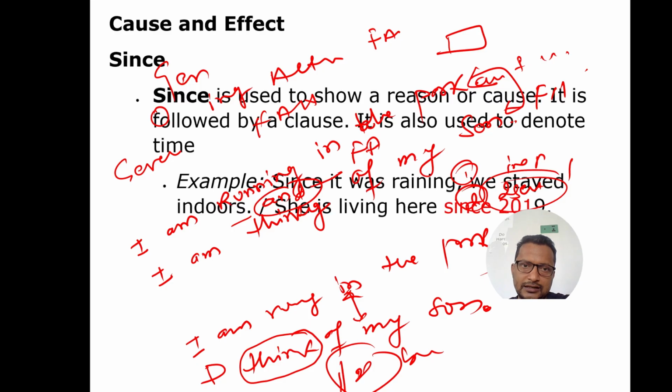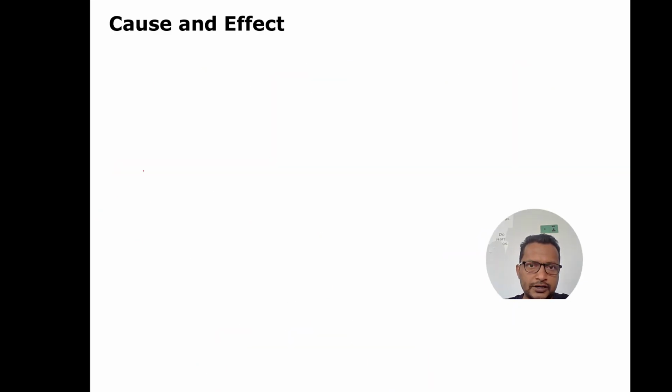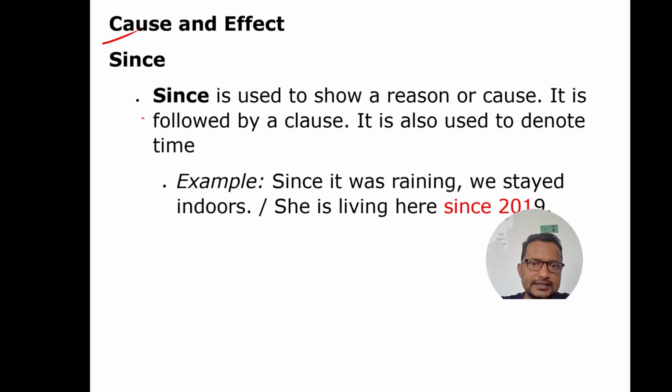That's it. Let's learn how to use cause and effect, right? If you have to write cause and effect, how do you write it? Since is used to show a reason or a cause. It is followed by a clause. It is also used to denote time. Remember our example in prepositions, we use since if you are denoting a specific point of time. But here, since can also be used for cause and effect. Like, since it was raining, we stayed indoors. She is living here since the 29th. Since it was raining, see, so it is cause and effect. The cause was raining, the effect was we stayed indoors, right?